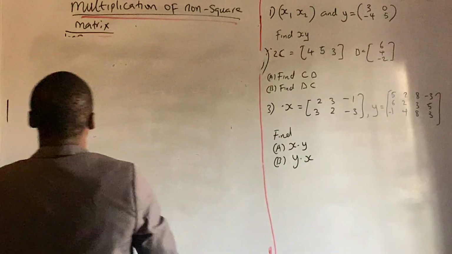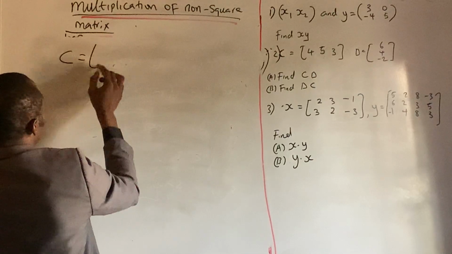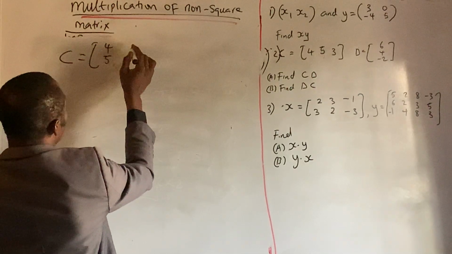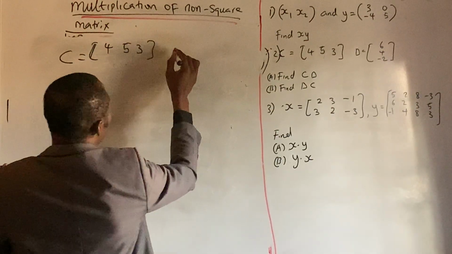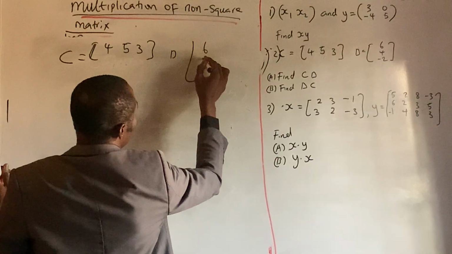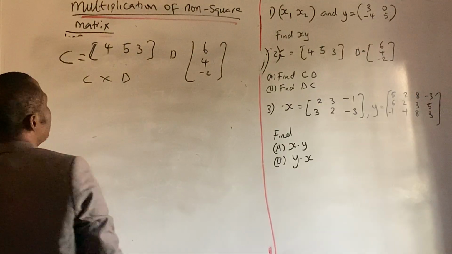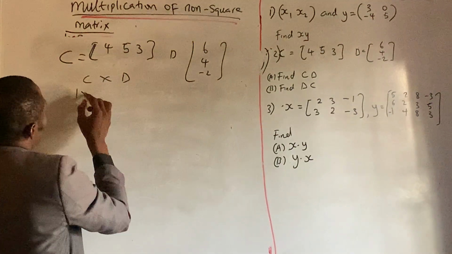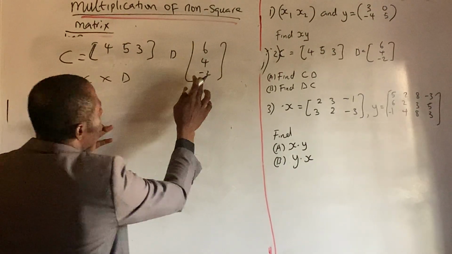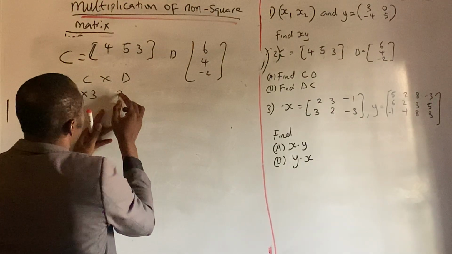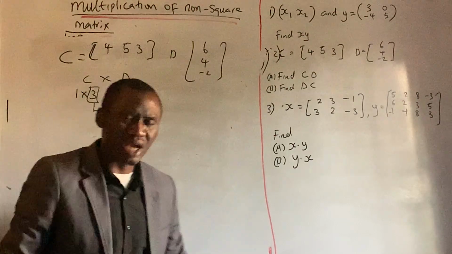The next question says we have C, because this is C now. C is equal to 4, 5, and 3. Then D is equal to 6, 4, minus 2. Now, how do we multiply C times D? Let's find the size of the matrices. This is 1 by 3, 1 row, 3 columns. Now this is 1, 2, 3. This is 3 by 1. So you can find out that this and this are the same, and now you can perform the operation.